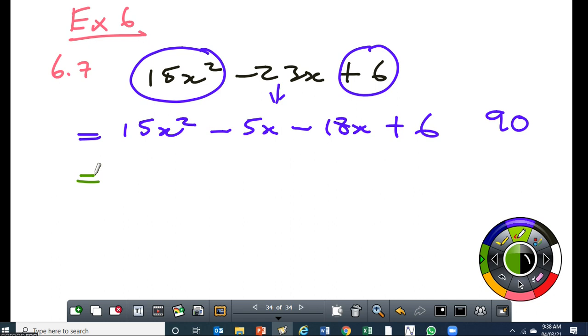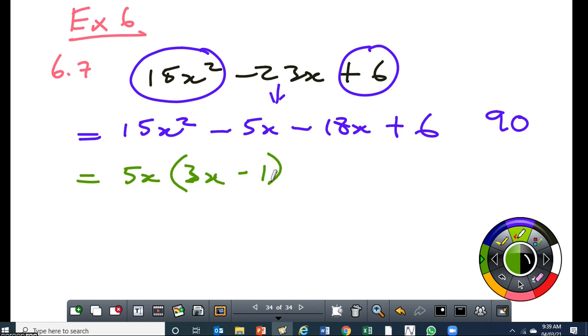The first two terms, what's the common factor? 5x. Right? Open bracket. If you divide the first term by 5x, you get 3x. Divide the second term by 5x, you get minus 1. Then, the last two terms, what's the common factor? It's not 3. Okay, but there's a minus 18 there.